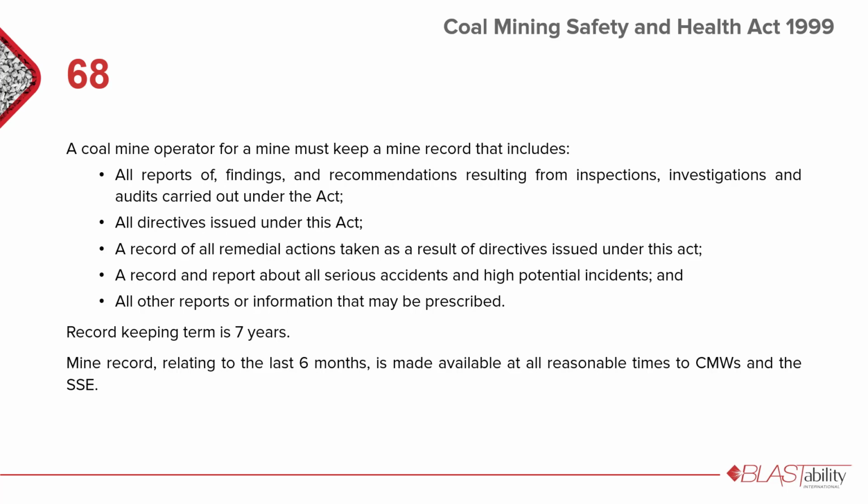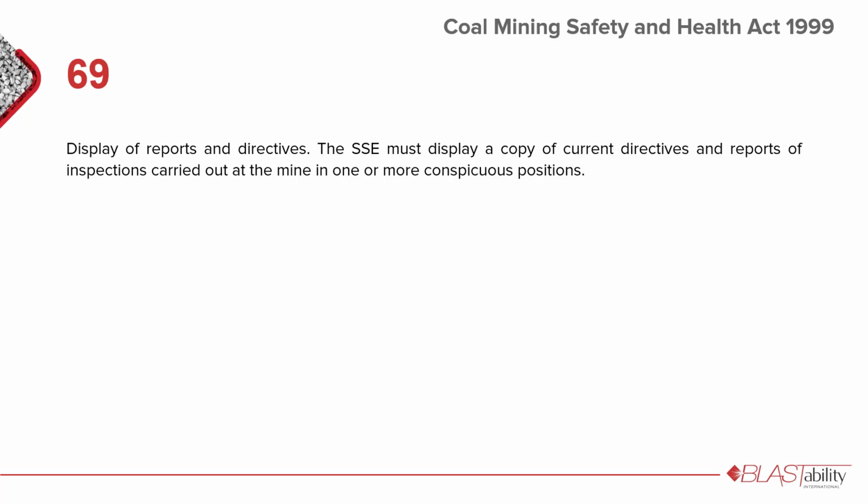68. A coal mine operator for a mine must keep a mine record that includes all reports of, findings and recommendations resulting from inspections, investigations and audits carried out under the Act, all directives issued under this Act, a record of all remedial actions taken as a result of directives issued under this Act, a record and report about all serious accidents and high potential incidents, and all other reports or information that may be prescribed. Record keeping term is 7 years. Mine record relating to the last 6 months is made available at all times to CMWs and the SSE.